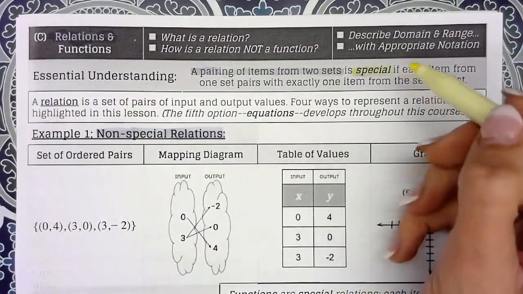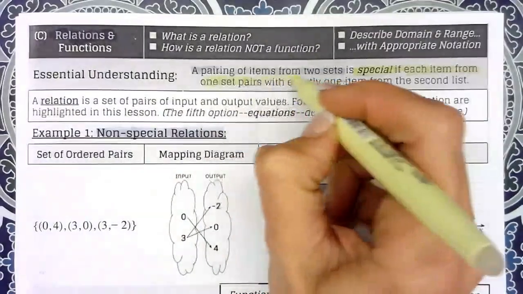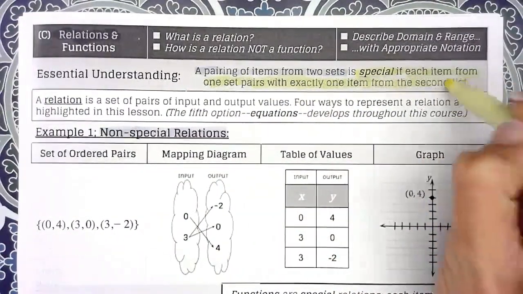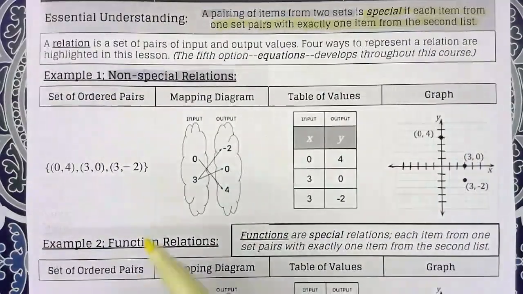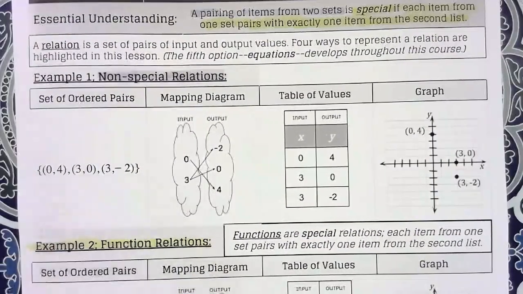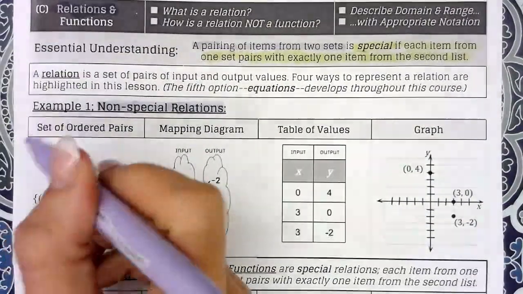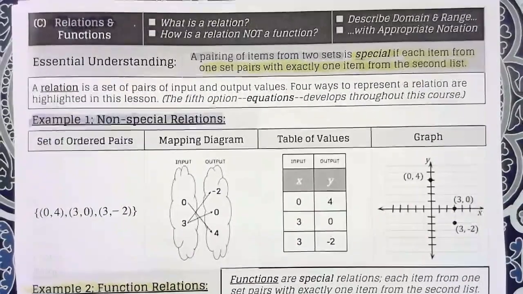Now, it is special if each item from one set pairs with exactly one item, no more than one, from the second list or the second set. Towards the middle of the page, you'll see function relations. That's example 2. Example 2 focuses on functions. Example 1, non-special relations. So just plain, boring relations, nothing special about them. We have a little bit more of a definition of a relation right over here.